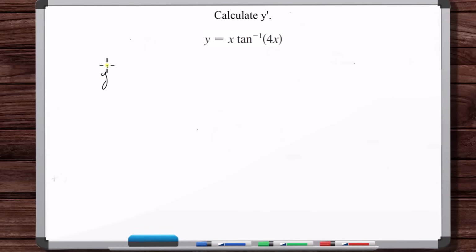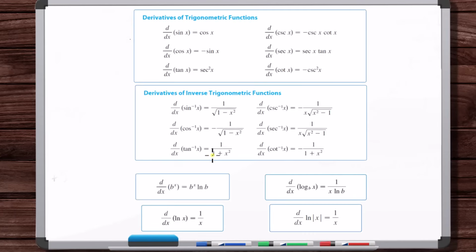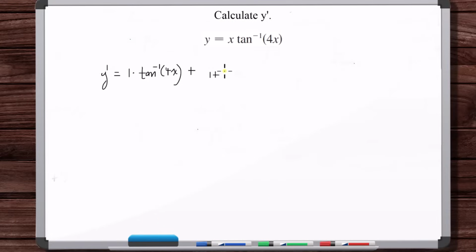Okay, product rule. Here's one function of x, here's another function of x. The derivative of the first is 1 times the second, plus derivative of the second. What is the derivative of inverse tangent of 4x? The derivative of the inverse tangent of something is 1 over 1 plus that something squared, times the derivative of that something. Derivative of 4x is 4.